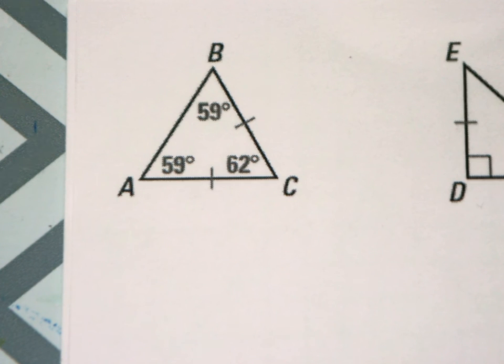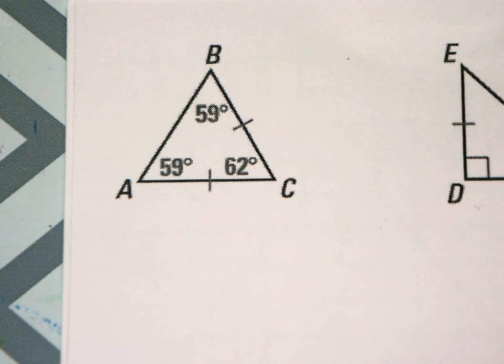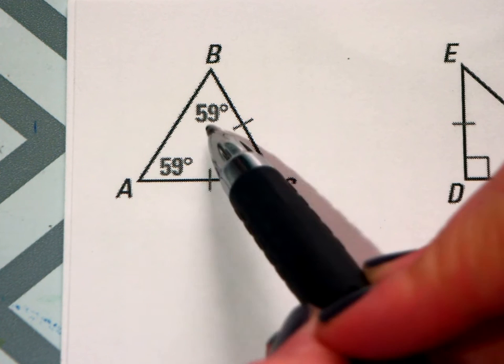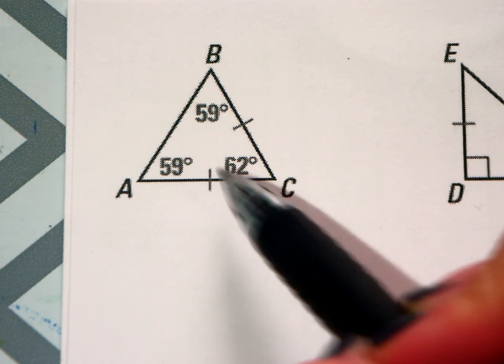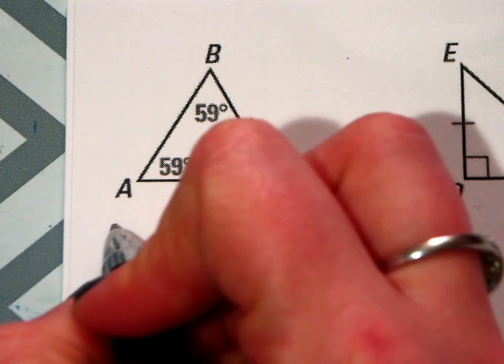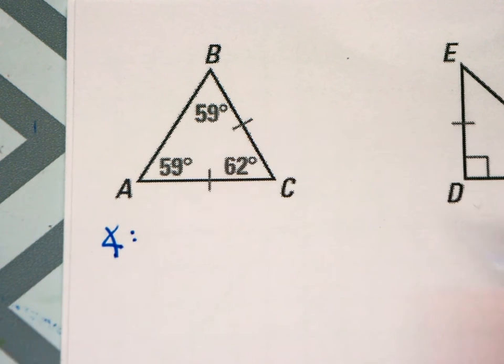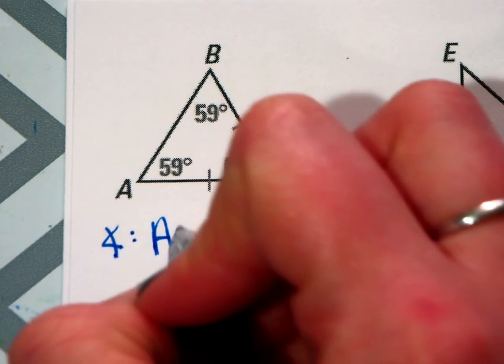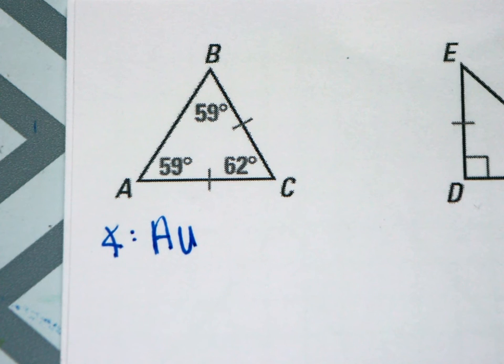Today's tutorial video is how to identify types of triangles by their sides and by their angles. So let's go ahead and get started. Notice what we are going to look at first are the angles. We have 59 degrees, 59 degrees, and 62 degrees. We should notice that all of these angles are less than 90. So if we're going to classify this triangle by its angle types, we would classify this as acute.